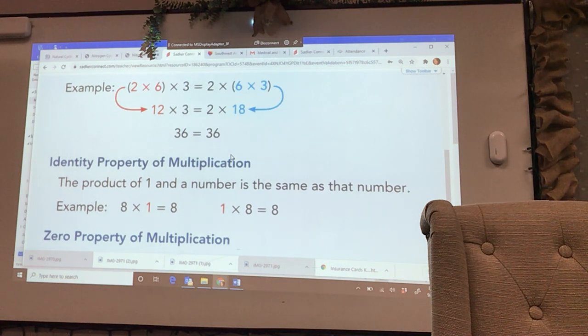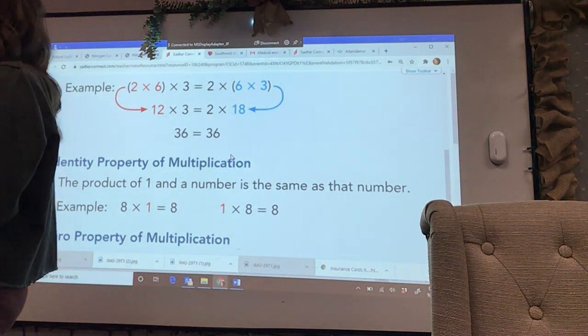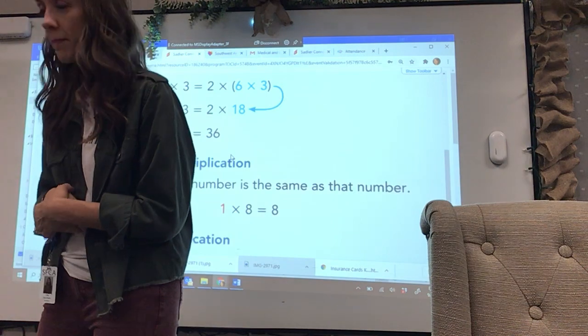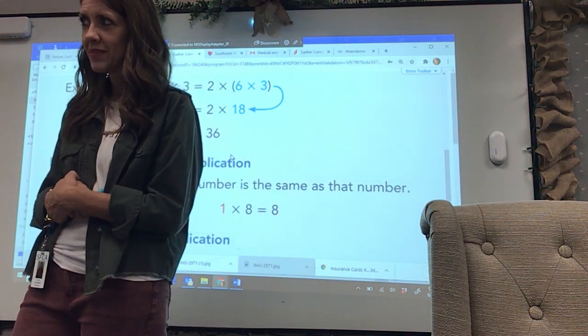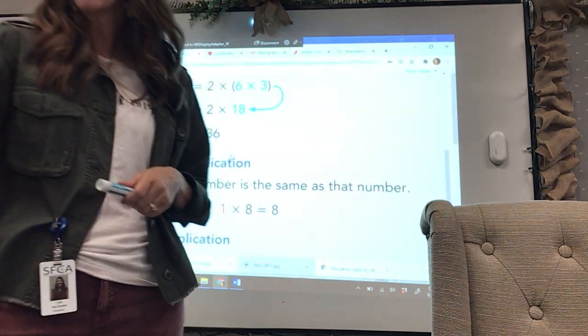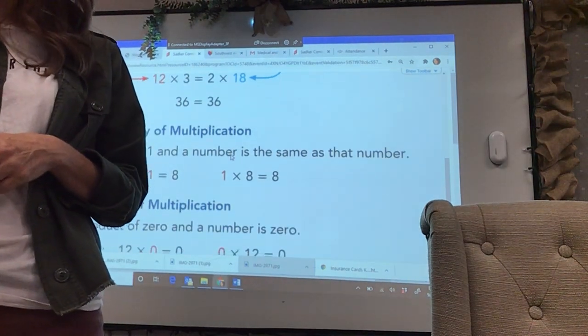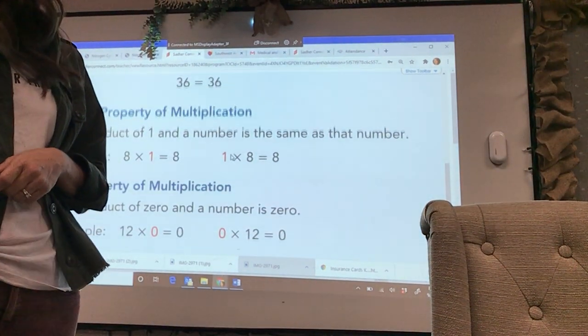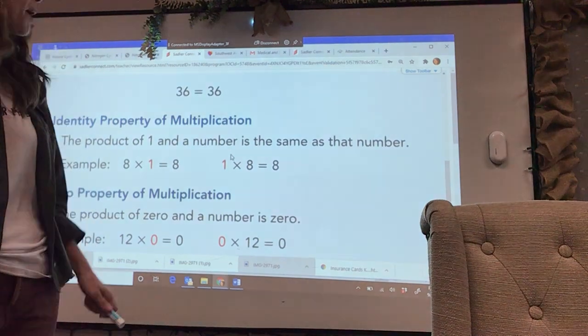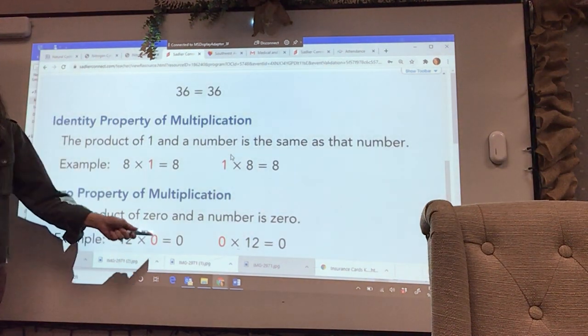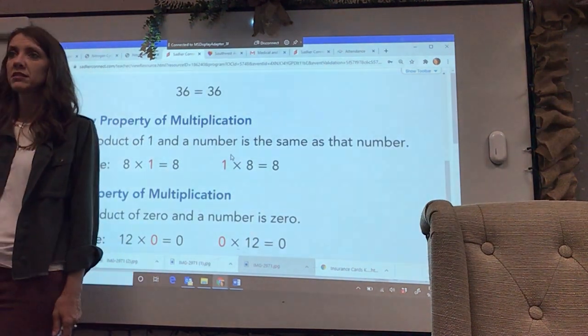There's only 0. Kind of, sort of, but there isn't always a zero. Zachary? When something is timed by 0, it's going to be 0? Yes. How right you are. You have to think, well, it has to do something with 0. So the product of 0 and a number is going to be 0. 12 times 0 is 0. 0 times 12 is 0.